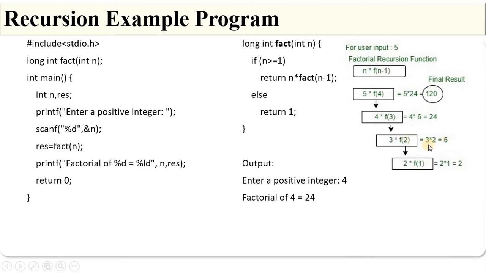This will return to the calling method of the f of 2. F of 2 is called by f3. So it will return here. Here it returns 4 cross 6, it will be 24. And 24 is returned back to f3 here. Return back from f3 to f4. 5 cross 24, it will be 120. So finally we get the result 120. This is how the recursion works.